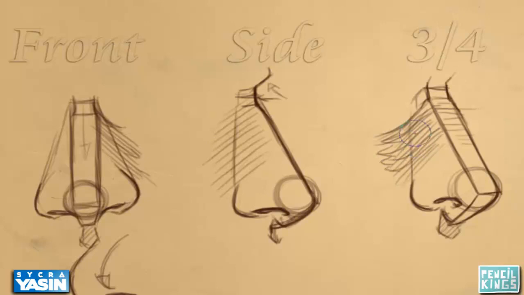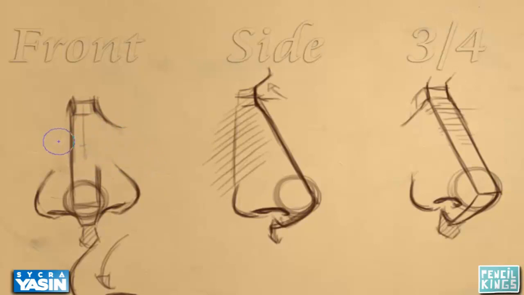Now, because of this, it's often not necessary to have a line here, this line from here to here. Just by indicating the nostril, we can get away with having a line here. But you can, at the top, indicate this, which is where the eye socket meets the nose.